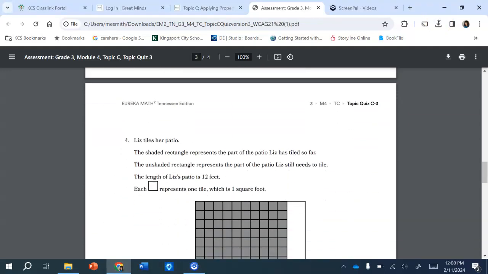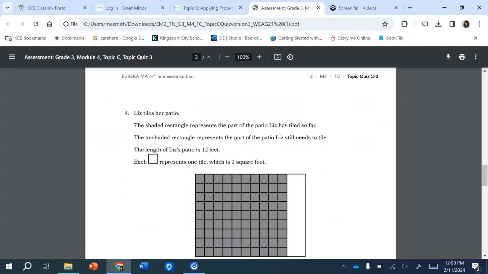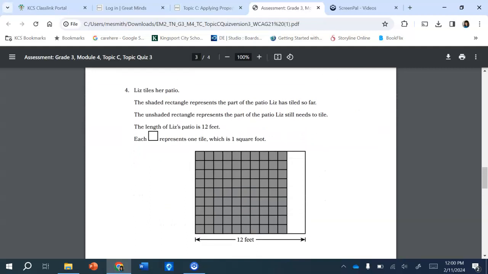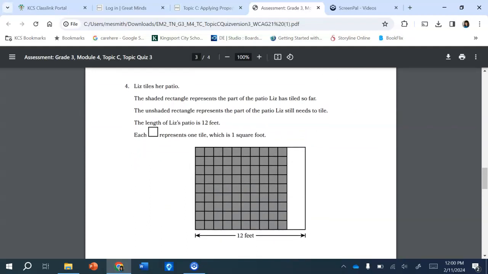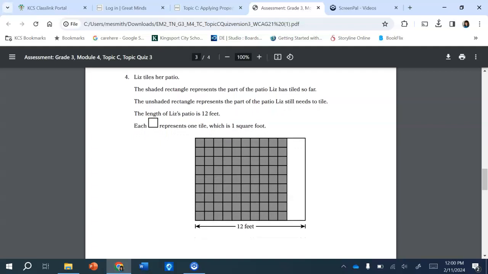Moving on. All right. On number 4, they give a scenario on one page, and then they actually ask us to do something with the scenario. I'm going to read this scenario, and then I'm going to quickly move to number 5, because really, we're just gaining information from this. It says, Liz tiles her patio. The shaded rectangle represents the part of the patio Liz has tiled so far.